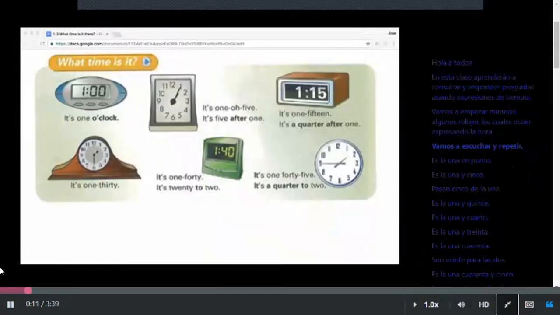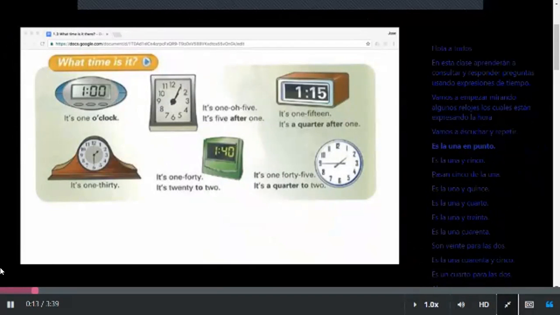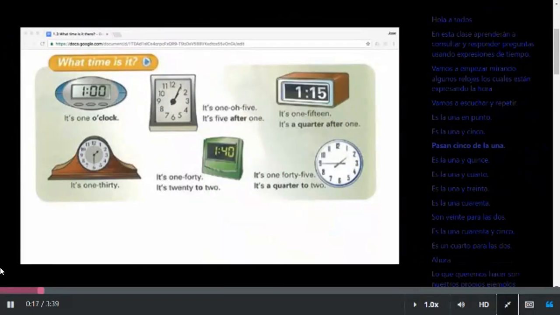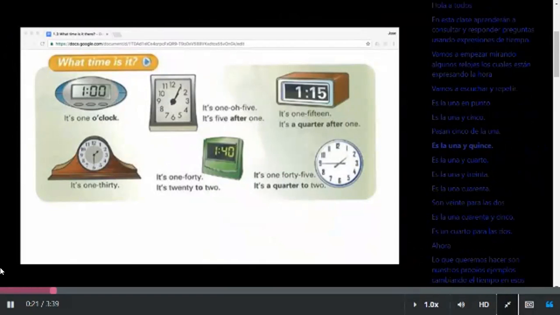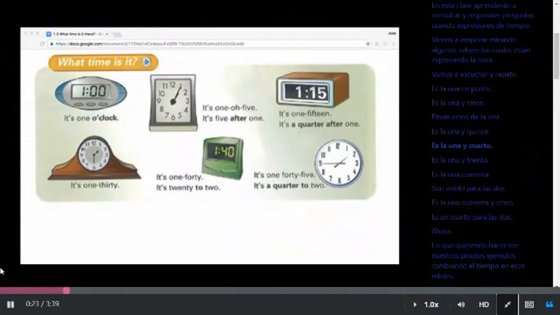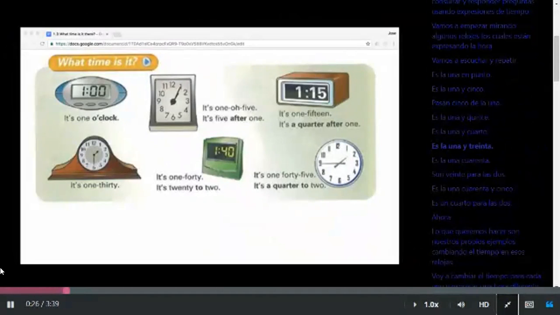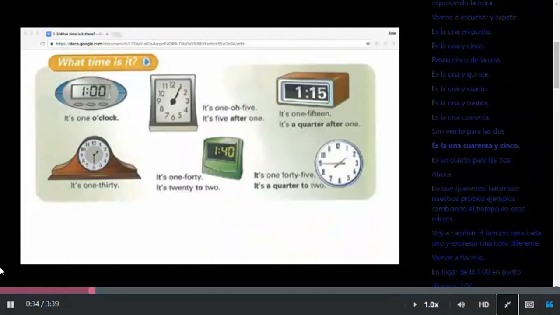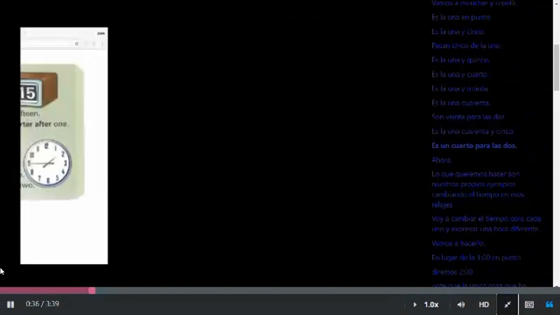Let's listen and repeat. It's 1 o'clock. It's 1:05. It's 5 after 1. It's 1:15. It's 1:30. It's 1:40. It's 1:45.